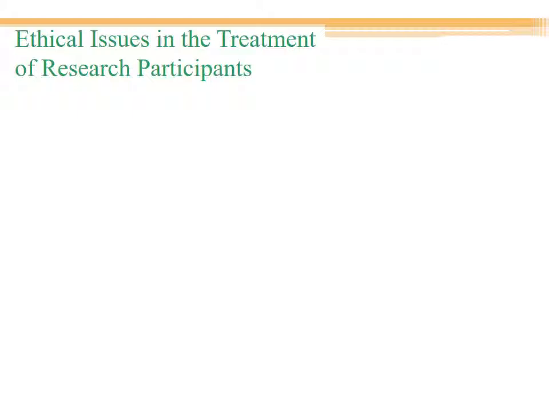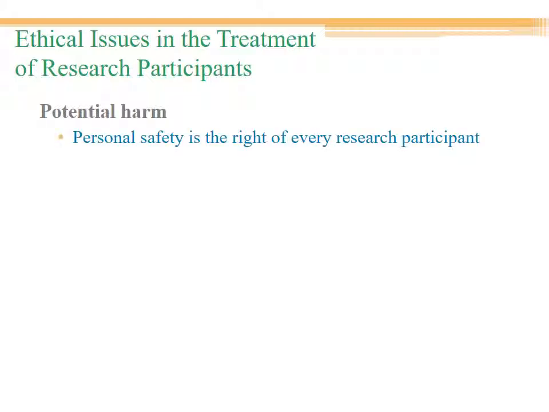There are 4 ethical issues to consider in research. The first is potential harm. Personal safety is the right of every research participant. Harm may be physical or psychological. While in the social sciences, research is unlikely to cause physical harm, we do need to be aware of potential psychological harm, such as emotional distress or embarrassment.